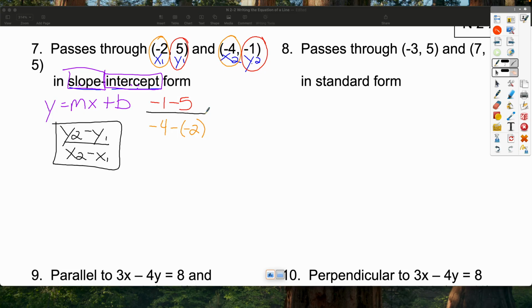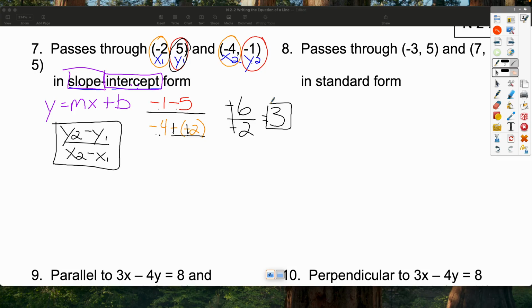y2 minus y1. Our y2 value that we labeled is -1. So -1 minus my y1, which is 5. -1 minus 5 is -6 up top. And then on the bottom, -4 minus -2, minus a negative is like plus a positive. So -4 plus 2 is -2. -6 divided by -2, the negatives cancel each other out. So 6 divided by 2 equals 3. So there's my slope, a slope of 3, m value of 3.